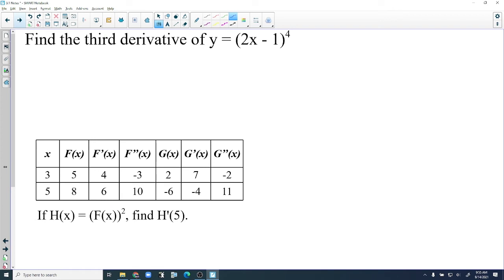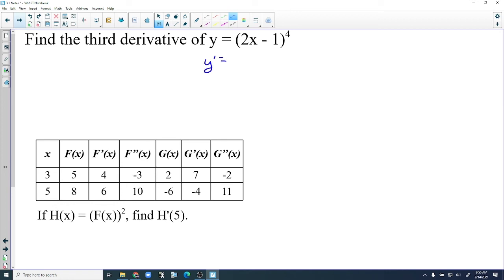Should we try this one? Oh, yeah, this one's not that bad, really. Find the third derivative of that function. Can you find the third derivative? This becomes really important at the very end, like, we'll do this in March. We'll find third derivatives and fourth derivatives and fifth derivatives.